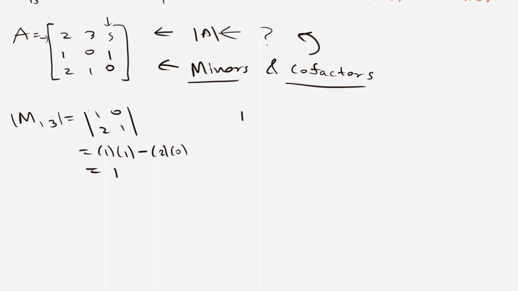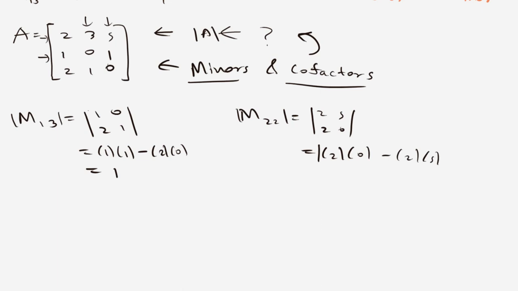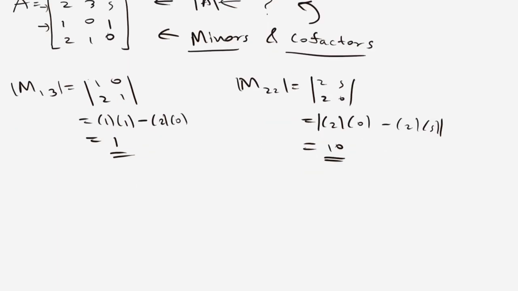So let's say another arbitrary minor, let's say M 2 2. So basically you have to remove the second row and second column, so the remaining one will be 2 5, 2 0. So you know how to take the determinant: minus 2 5. So remember, the result will be a negative value, but we take the absolute value, so the answer will be 10. So likewise you can find any other remaining minors as well.